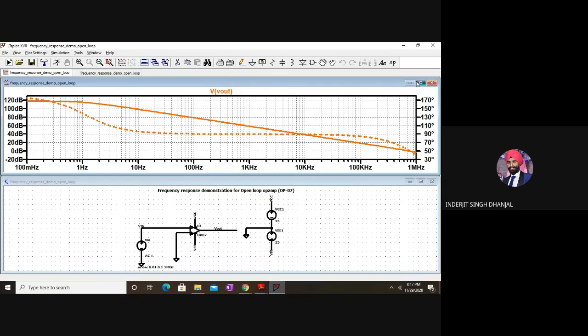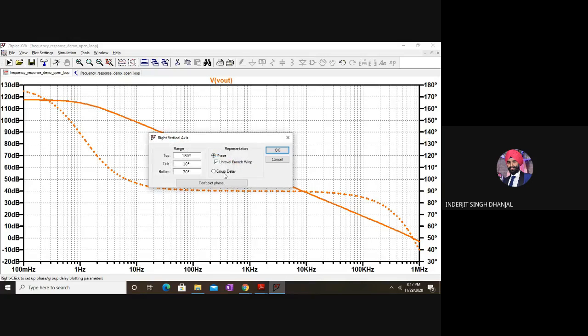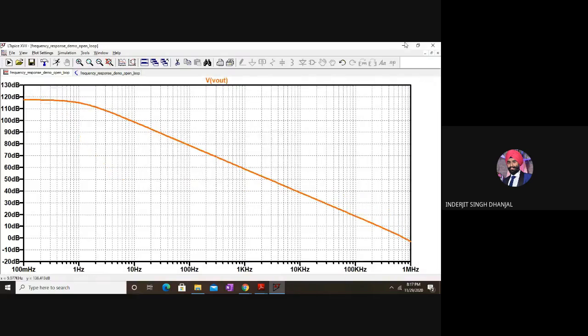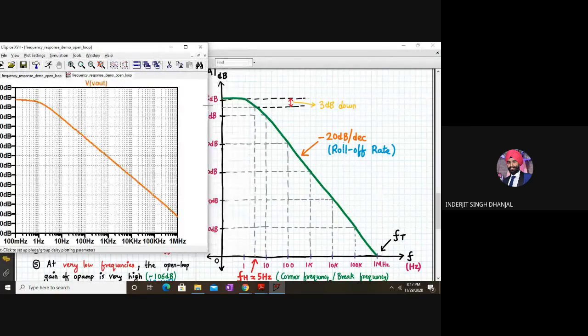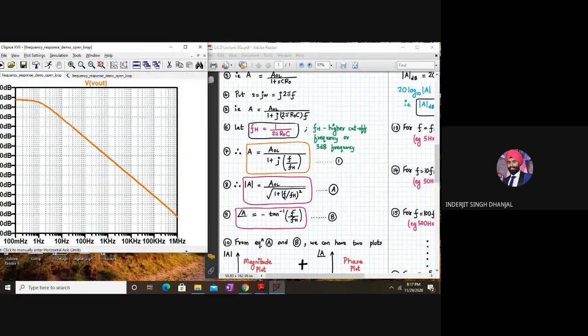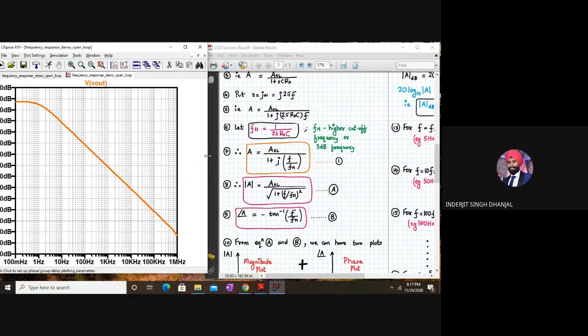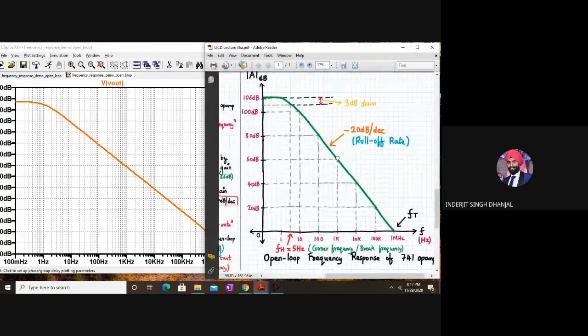You remember we got the phase plot as well as the magnitude plot. The dotted line is my phase plot. We do not require it over here, so we delete it. If you see carefully this curve over here, and the curve to your left hand side, I'll reduce this. Whatever we have studied just now, it's exactly the same.